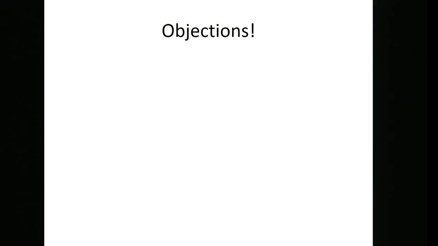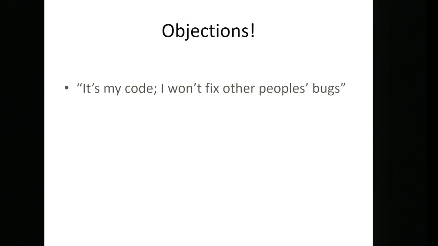So people have objections about collective ownership of code, so let's go through some of those and discuss them. So, it's my code, I won't fix other people's bugs. Okay, well, this is an objection someone might have against collective ownership of code. Well, this works both ways, right?